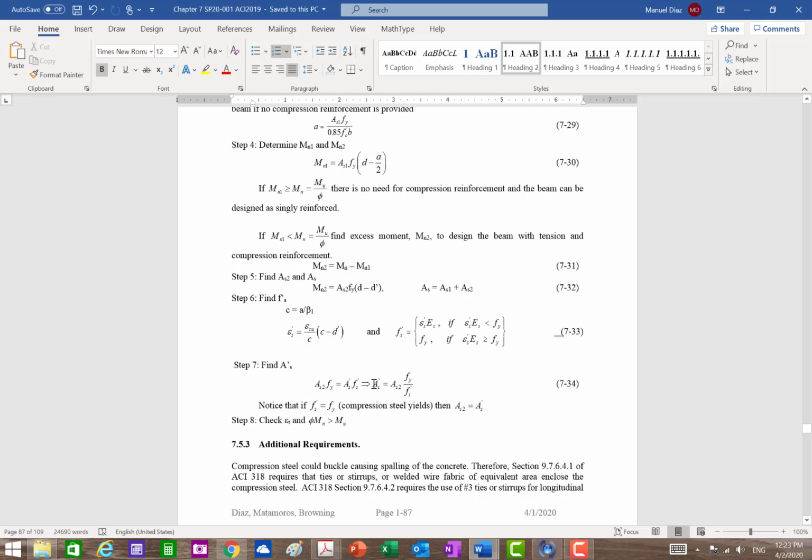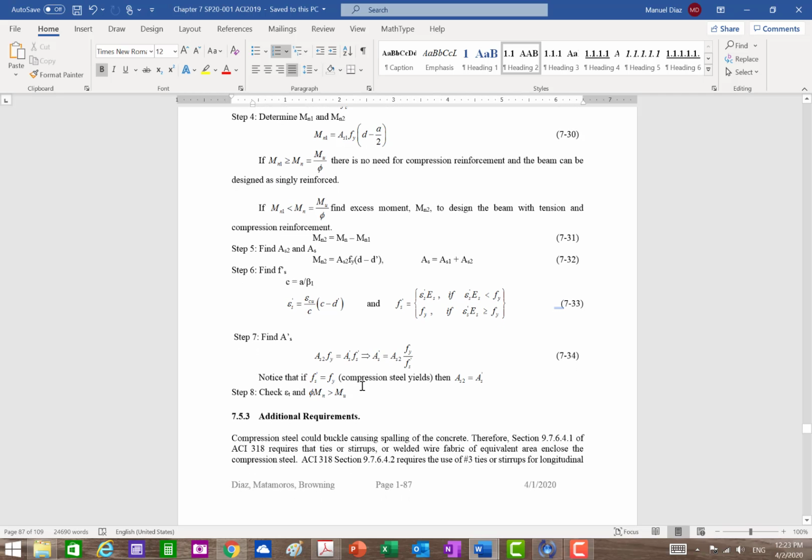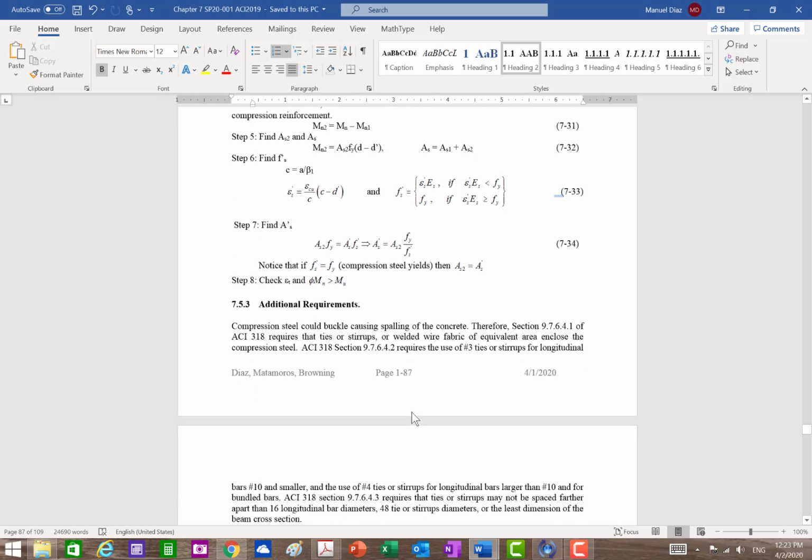Now, if it so happens that the compression steel also yields, then these two are equal, and then the As2 is the same as your compression steel. Okay? So those are the 3 steps. So we're going to see that. Let's look at what we have here.